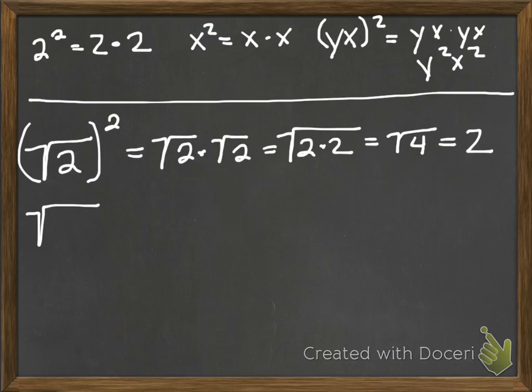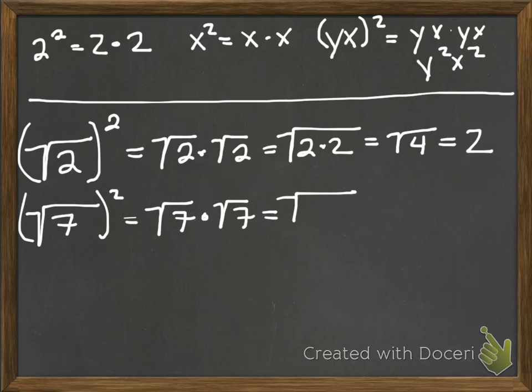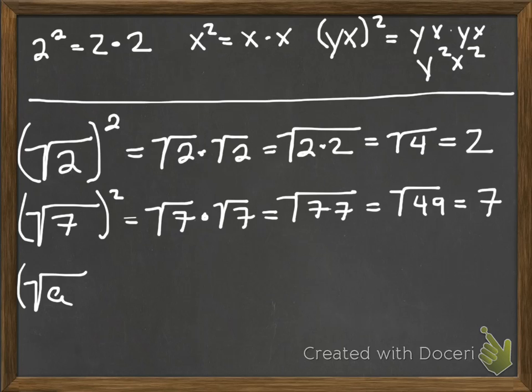So the square root of 7 squared, that's the same thing as the square root of 7 times the square root of 7, which is the square root of 7 times 7, which is the square root of 49, which is 7. All right, all that work. So let's figure it out. That just basically means that the square root of any number squared is just equal to that number, right?